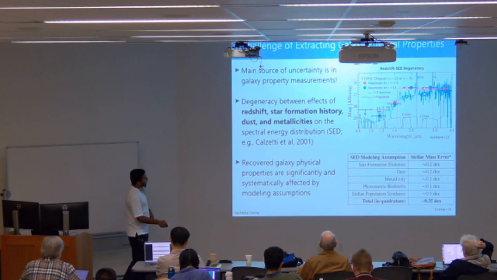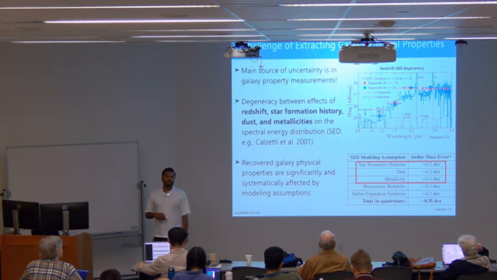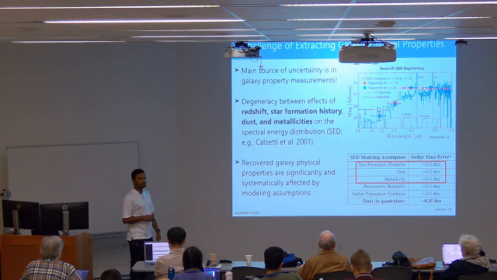So this is a very interesting point, that even for redshift 0 galaxies, you have up to 0.3 to 3.5 dex of uncertainties that come from modeling assumptions in your SEDs.